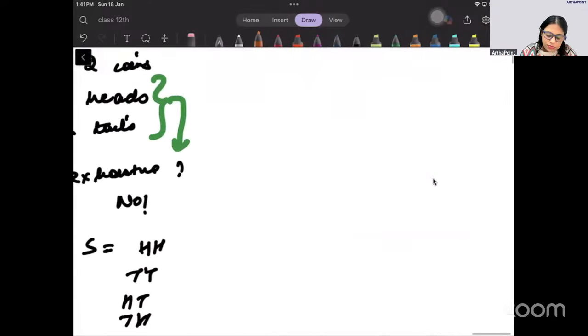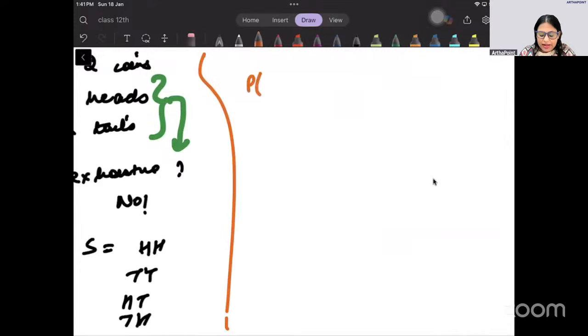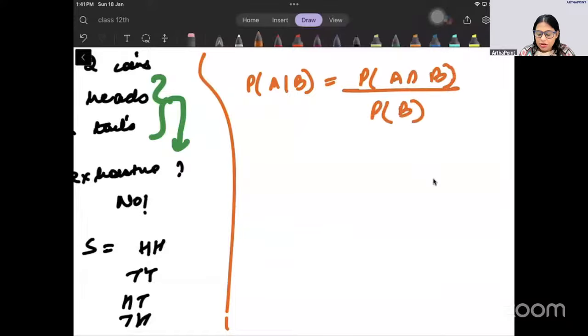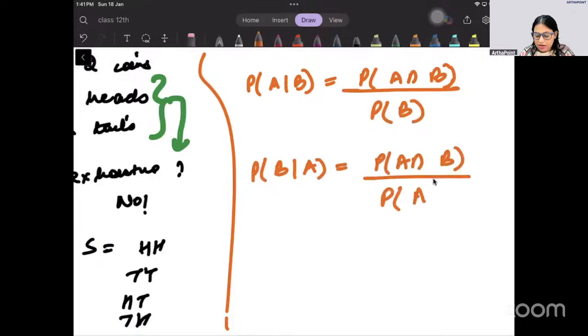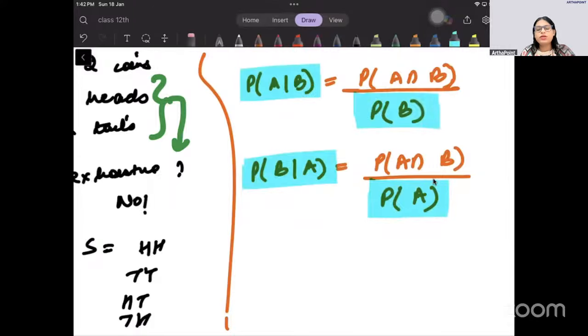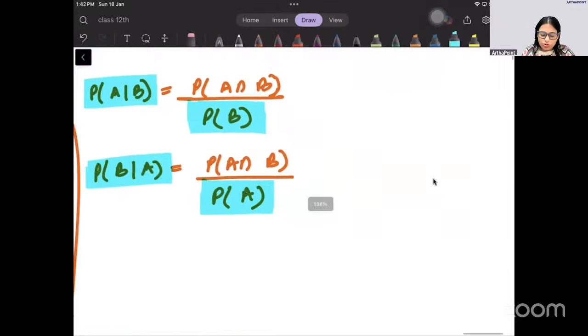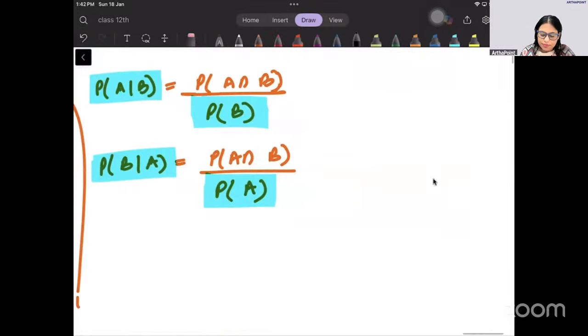Now, if probability A given B is A intersection B by B, then probability B given A is A intersection B by A. Okay? So here we will reverse because it is B given A, so here we will have A in the denominator. A given B, we will have B in the denominator. Take a question, try to solve this question.